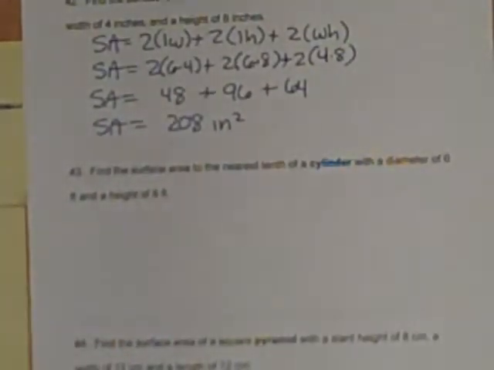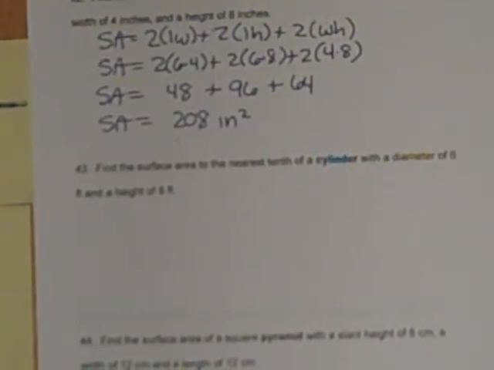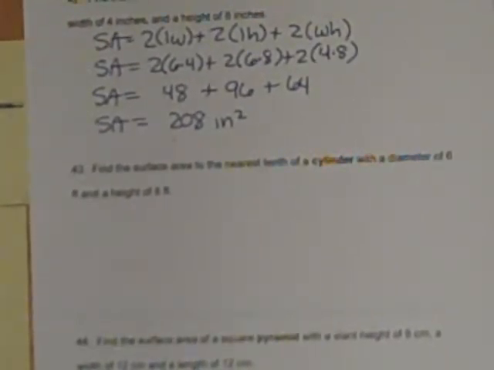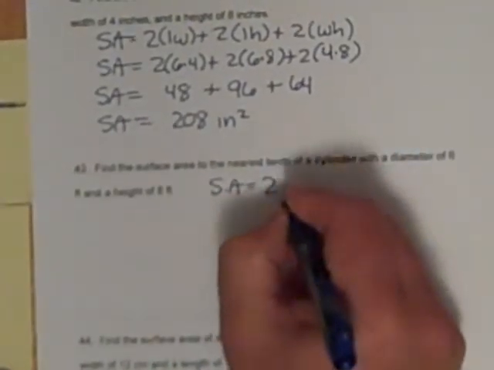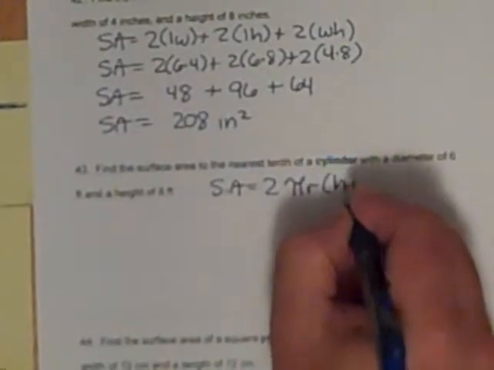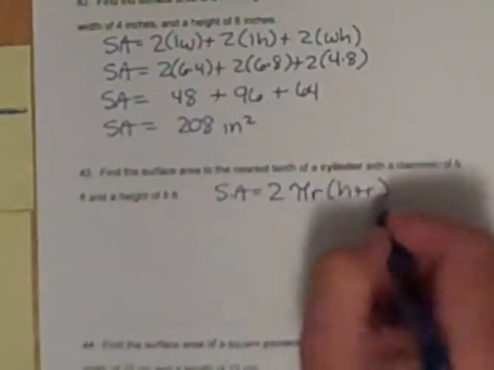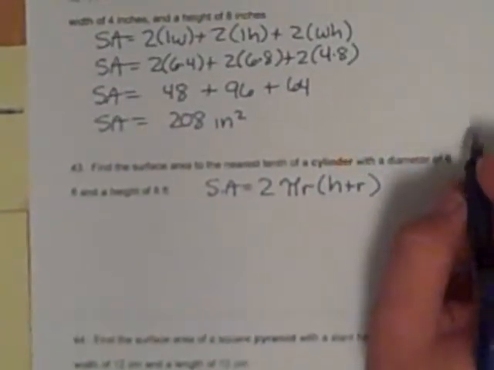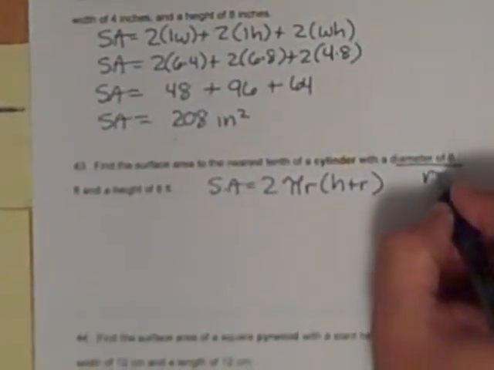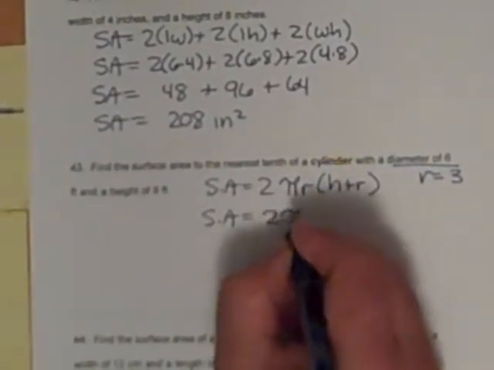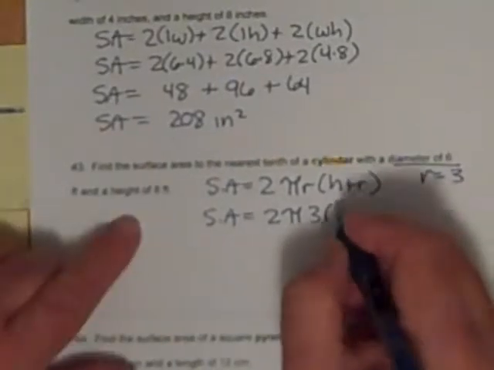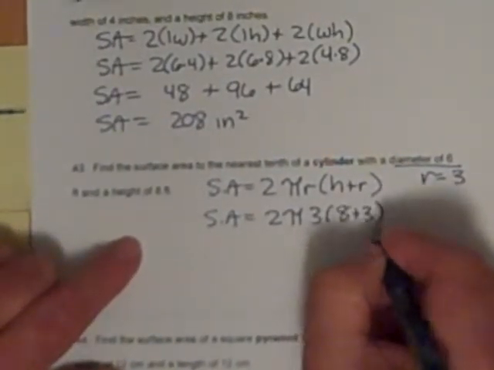43. Find the surface area to the nearest tenth of a cylinder with a diameter of 6 feet and a height of 8. Okay, so surface area of a cylinder, 2 pi r h plus r. Surface area equals 2 pi r h plus r. Problem here is that we're asked for the radius and we're given a diameter. Not a big problem. Diameter is 6, the radius would equal 3. So now surface area equals 2 pi, 3, h is 8 plus 3.